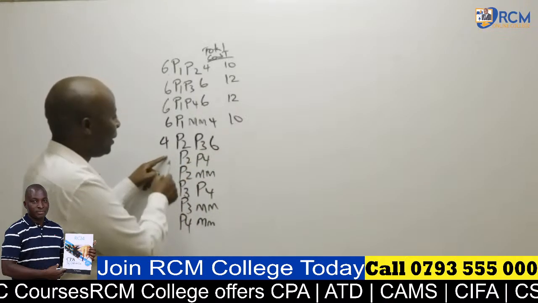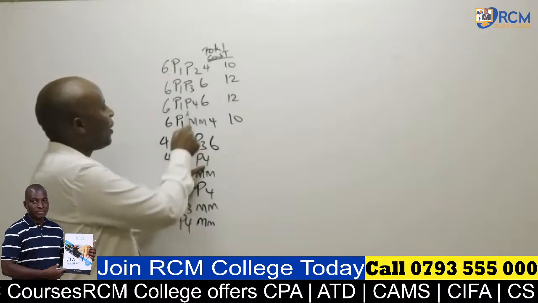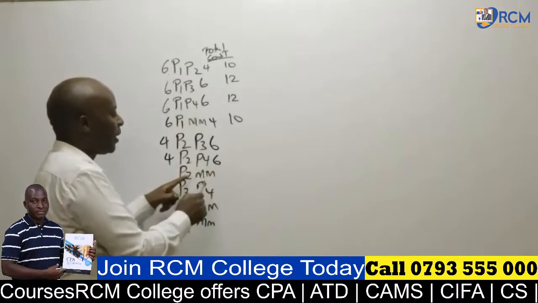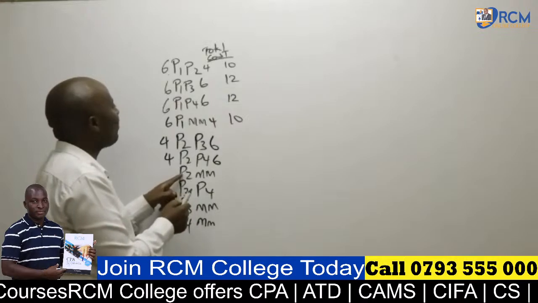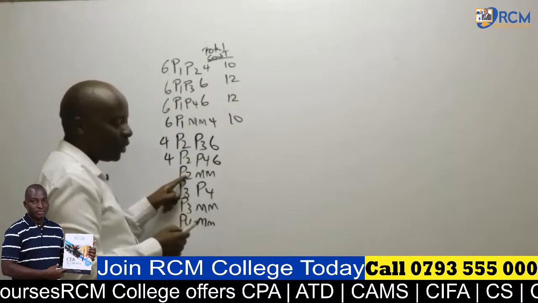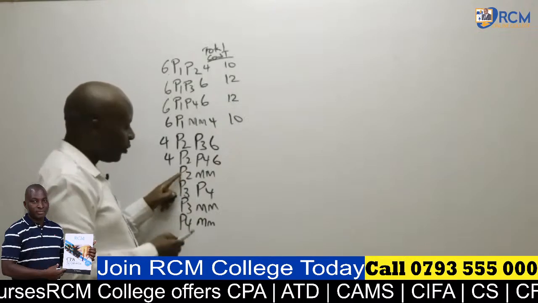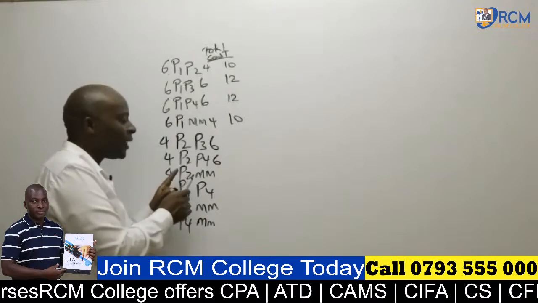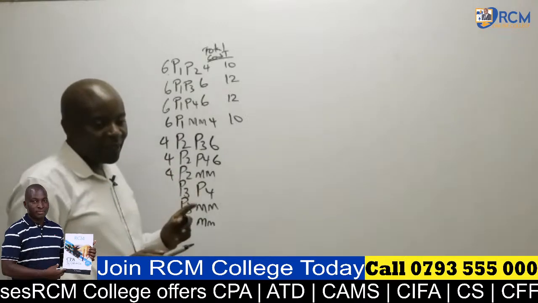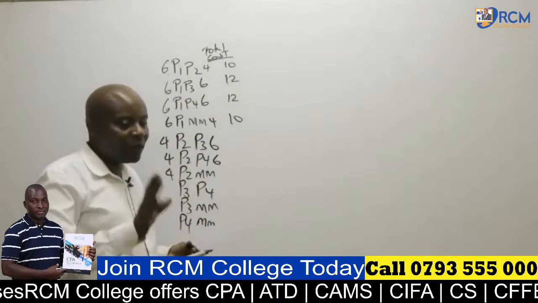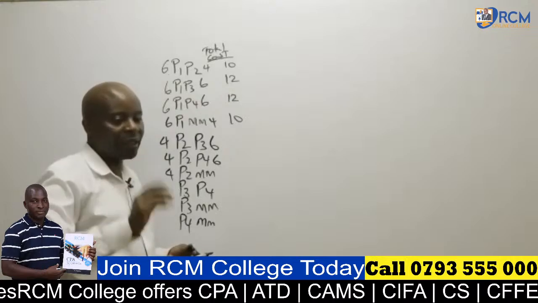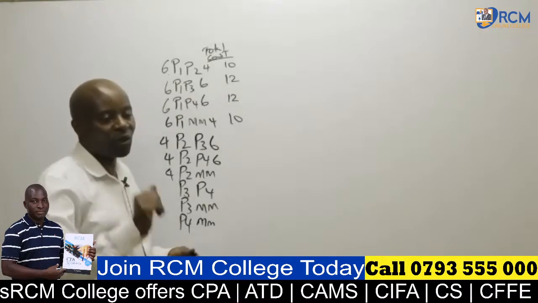P2 now I'll be able to repeat here. P2 is 4. P4 I even know it from here is 6. P2 ni ngapi? P2 ni 4. Kwa hivyo this time round, nita allocate how much to money market? Given that I've been given 10 million to invest, nita allocate 6.